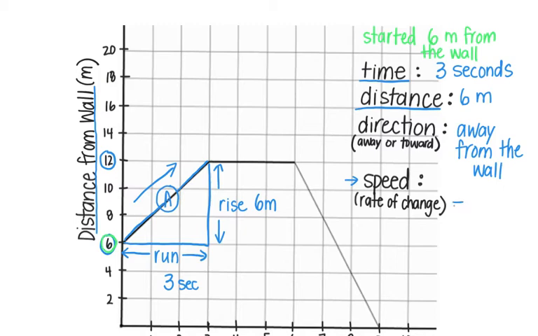So to find the speed or the rate of change, we're going to need to do a calculation of rise over run. And we'll use that information that we got from up above. So we know that the distance is going to be the rise. We know that the time is going to be the run. So in this case, we have a rise of 6 and a run of 3. And when we divide the top number by the bottom number, the numerator divided by the denominator, 6 divided by 3 will give us 2. And don't forget that we always need to include units with a rate of change. So in this case, it's going to be meters per second.